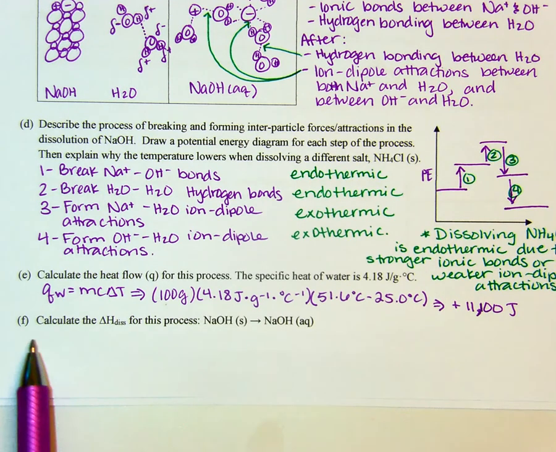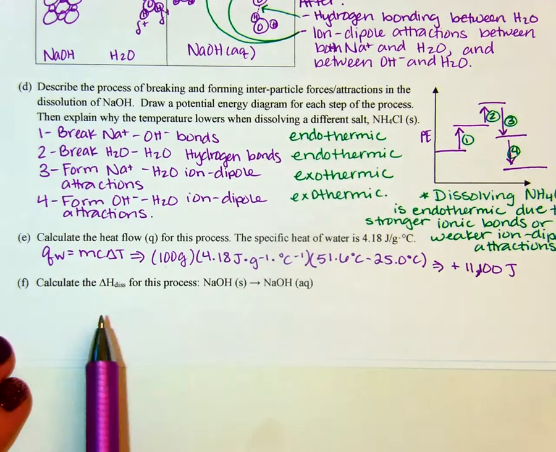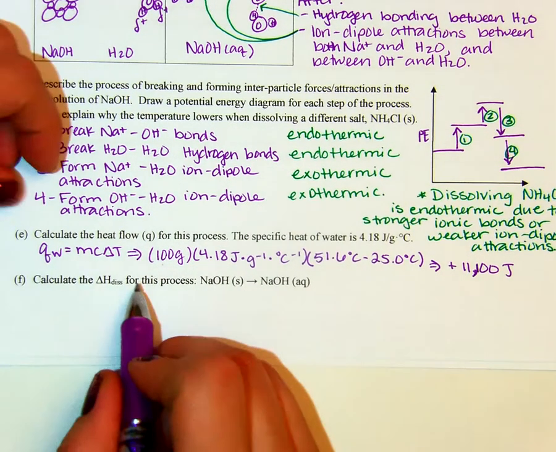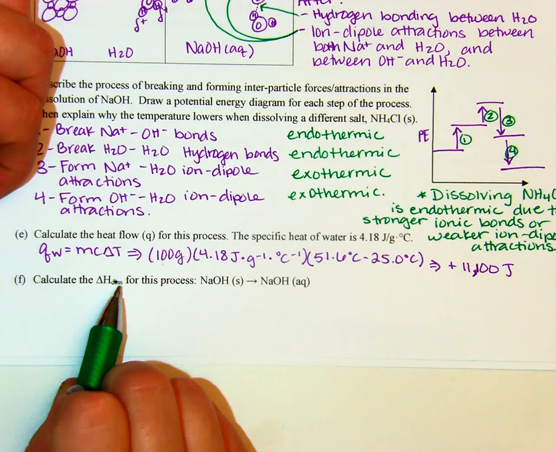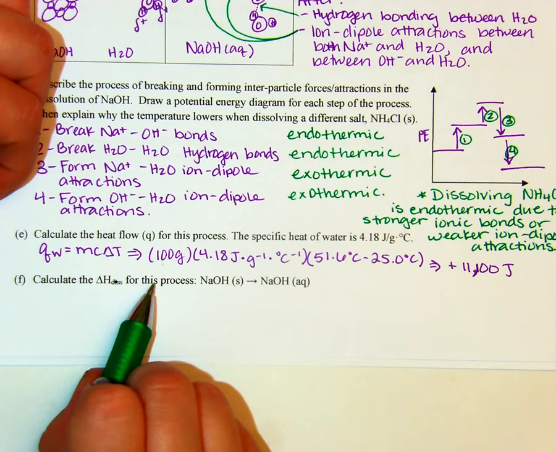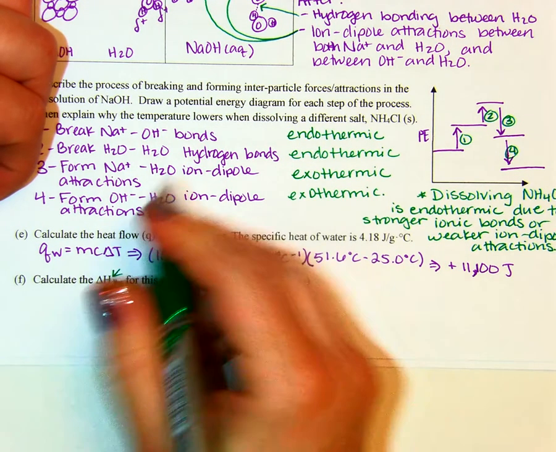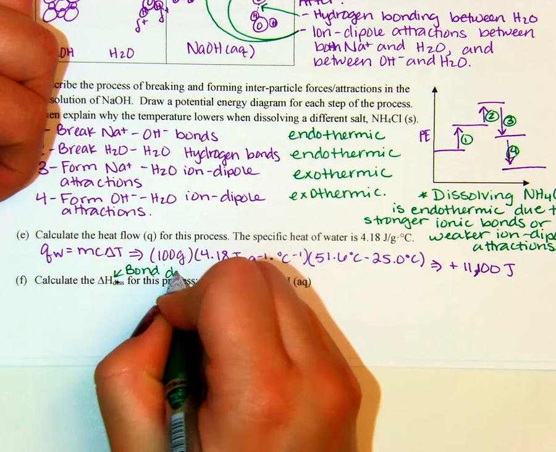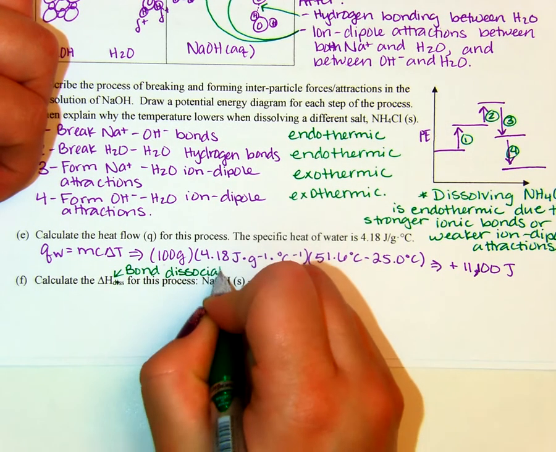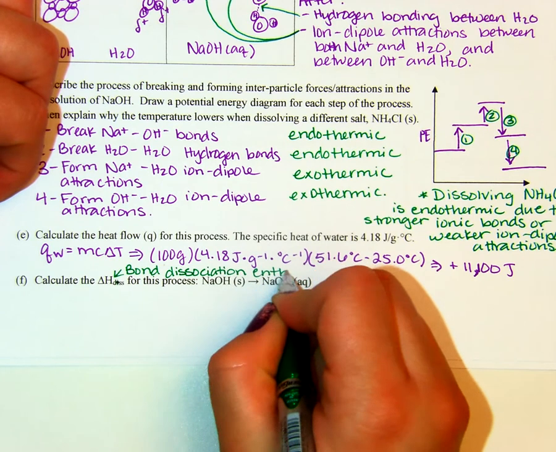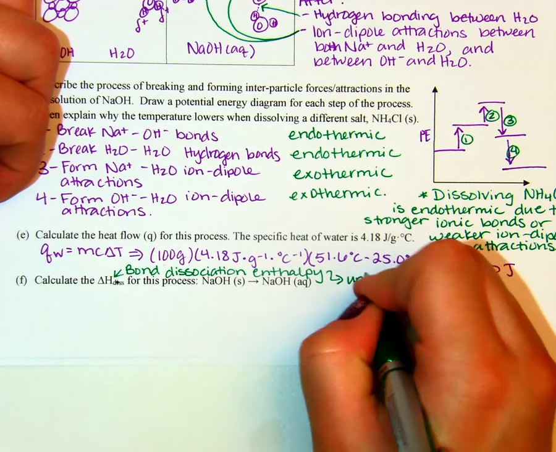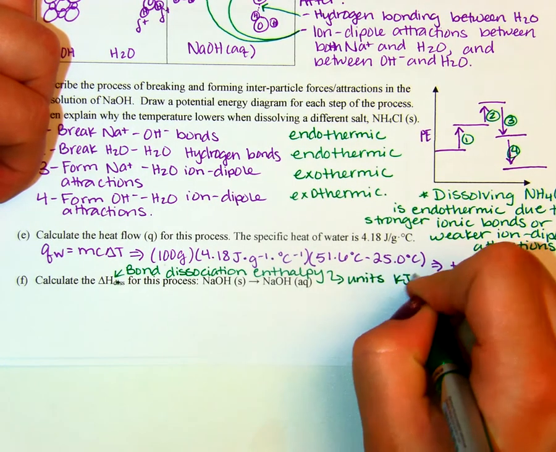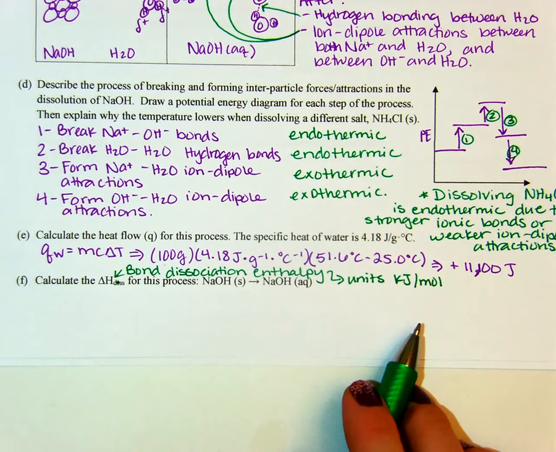Now for part F. Calculate the delta H dissociation for this process. So delta H dissociation is your bond dissociation enthalpy. And what that means is that's the enthalpy required to break 1 mole of a given bond, right? And we said that that was for 1 mole, so its units are in kilojoules per mole. Okay, so we know we're going to need to calculate this in kilojoules per mole.